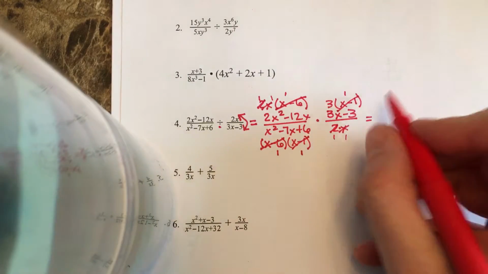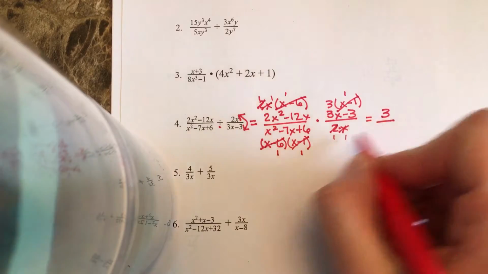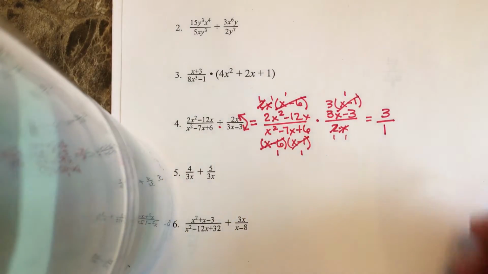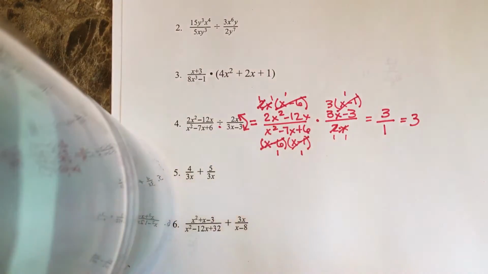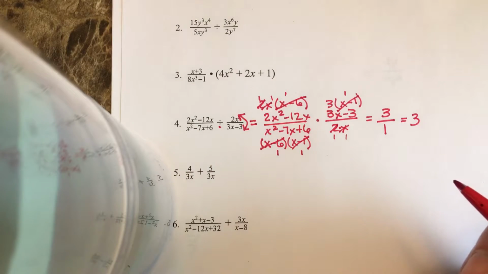Left over now on top, I have 1 times 1 times 1 times 1 times 3 times 1. And on bottom, just a whole bunch of 1s, giving me 3 over 1, or plain old 3. Multiplying, if my original problem was multiplying, would be much the same way. I just wouldn't have to flip that second term.